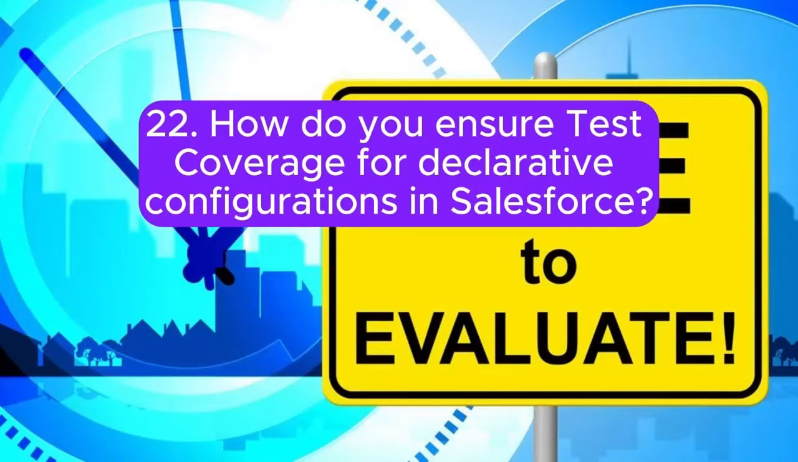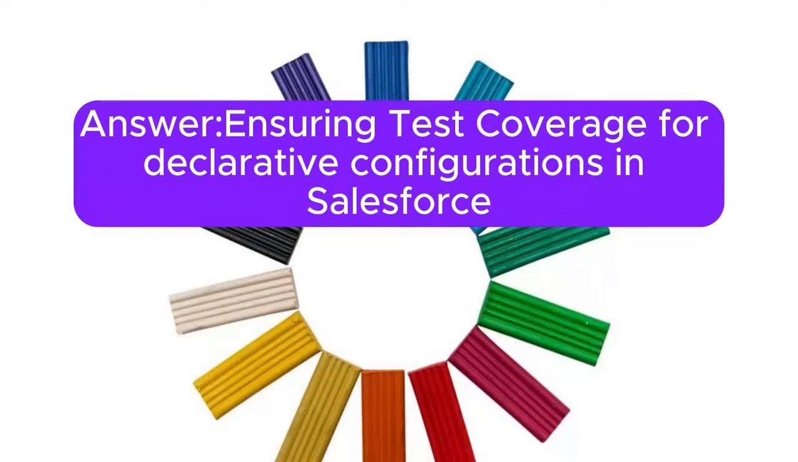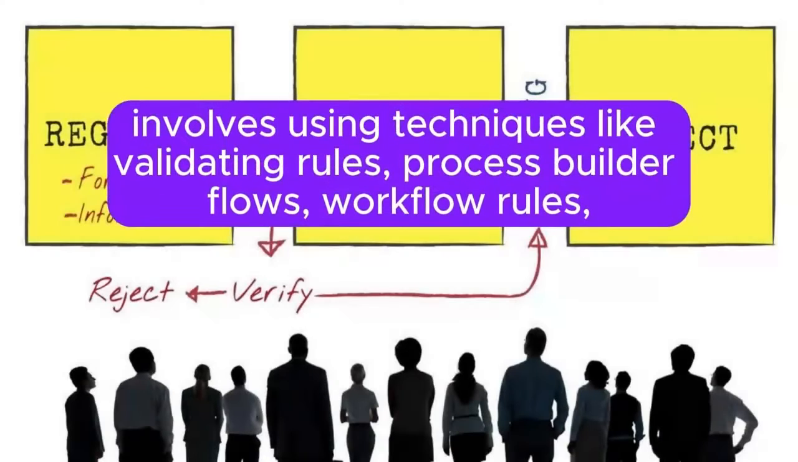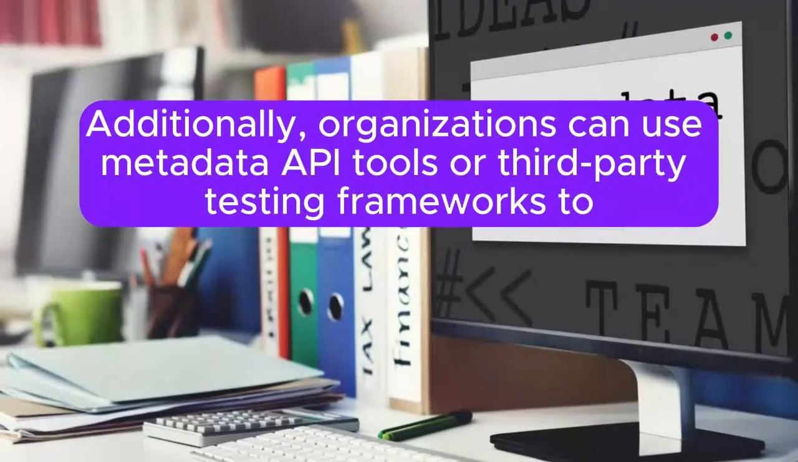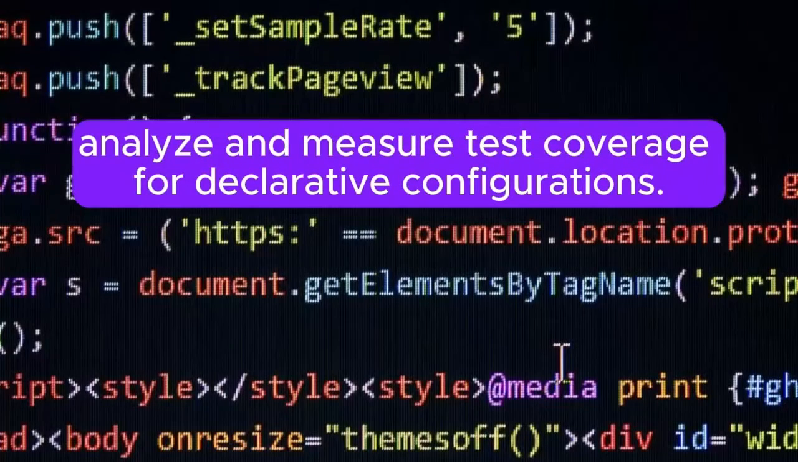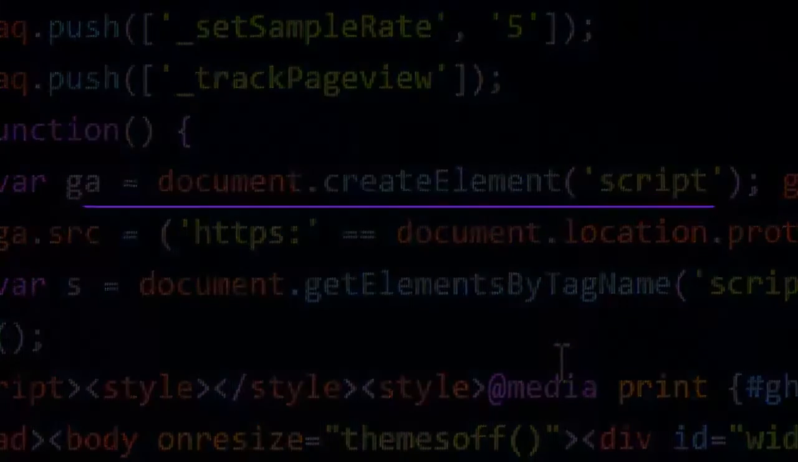22. How do you ensure test coverage for declarative configurations in Salesforce? Answer: Ensuring test coverage for declarative configurations in Salesforce involves using techniques like validating rules, process builder flows, workflow rules, and validation rules through manual testing, user acceptance testing, and automated end-to-end testing. Additionally, organizations can use metadata API tools or third-party testing frameworks to analyze and measure test coverage for declarative configurations.